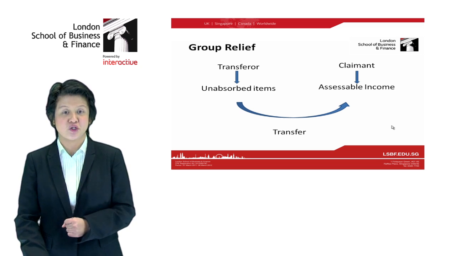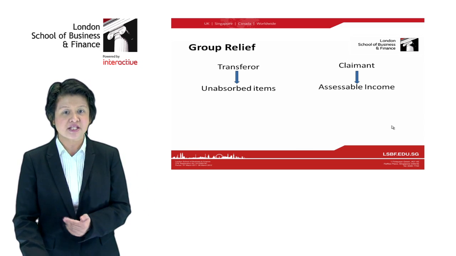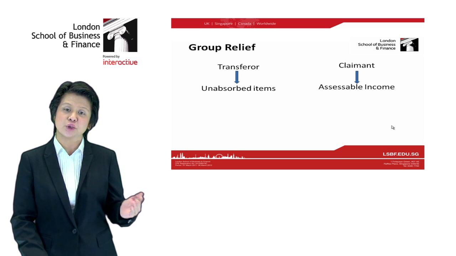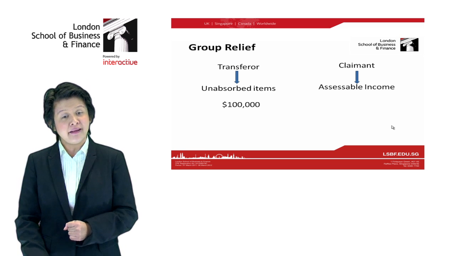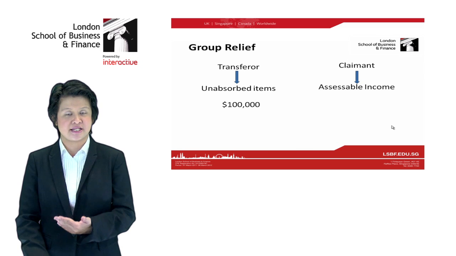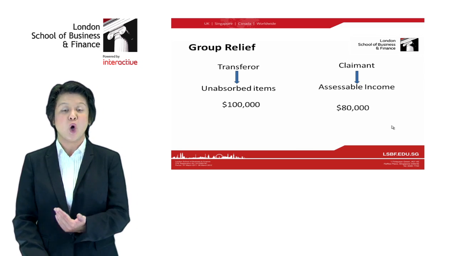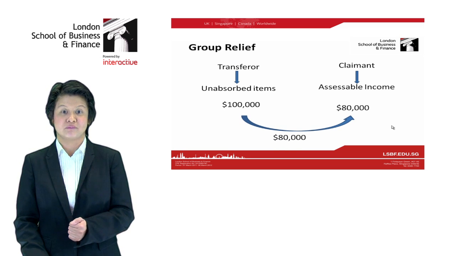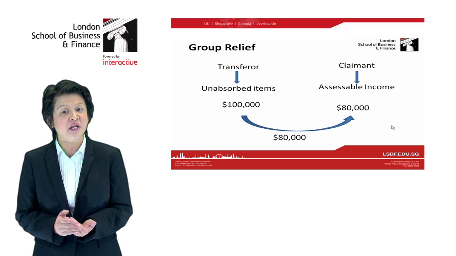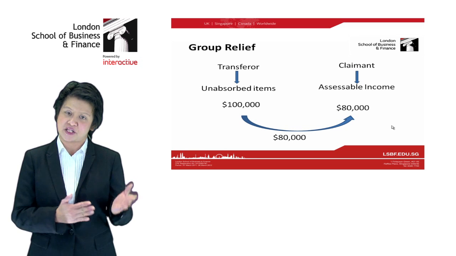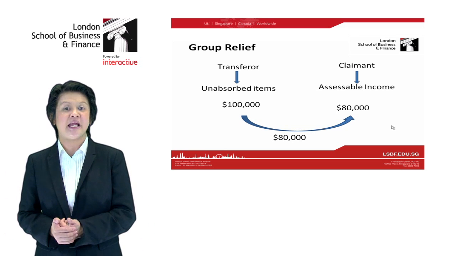Then next, let's consider how much will be available for transfer. In a situation where the transferor has unabsorbed items of 100,000 and the claimant company has accessible income of 80,000, the amount of transfer would be 80,000. This simply means that the total of transfer will always be the lower of transferor unabsorbed items or the claimant company's AI.